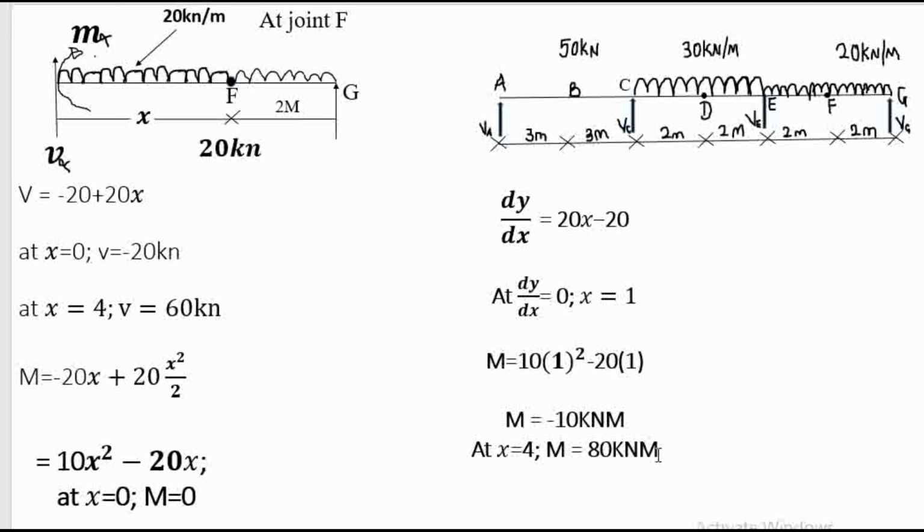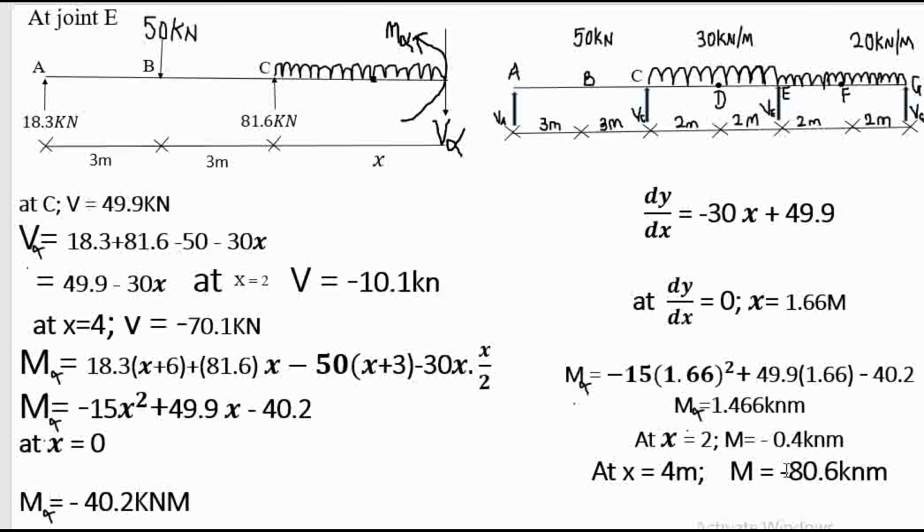At x equals 4 meters, that is at point E, we have that the moment is equal to 80 kilonewton meter. Remember, when we solved from the other end, we got 80.6 kilonewton meter. So this difference of 0.6 is as a result of approximation.